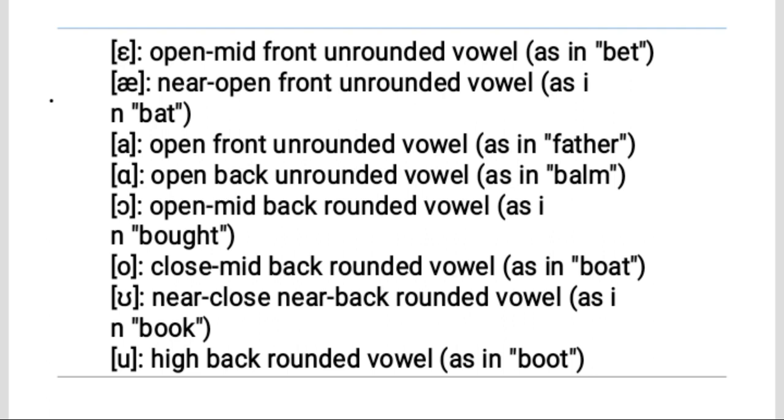And this symbol, which relates to the omega symbol, is the near-close near-back rounded vowel as in book. And this u symbol in IPA is pronounced as in boot.